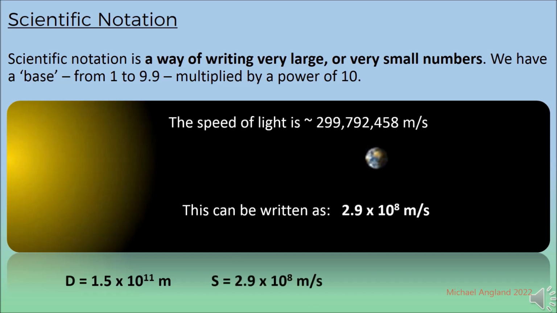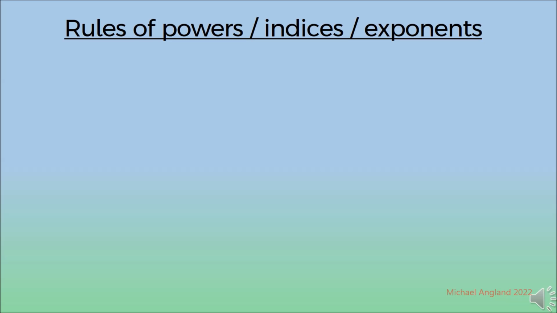And because we know the speed of light, we know the distance, we can calculate time. Time is equal to distance divided by speed. So if we divide the distance by the speed, we get a figure of 500 seconds. That's the 1.5 times 10 to the 11 meters divided by 2.9 times 10 to the 8 meters per second, 500 seconds, which is 8 minutes 20 seconds. That is the time it takes light to travel from the Sun to Earth, even at 299,792,458 meters per second.